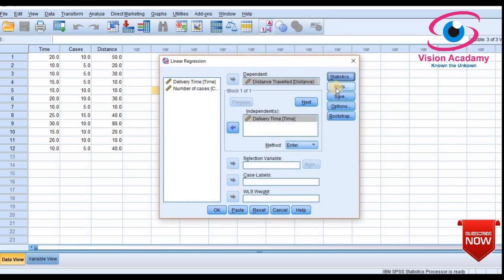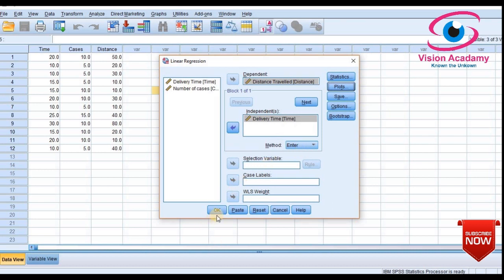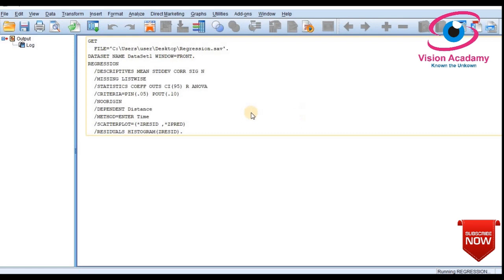If you want plots, click on Plots. So the z predicted variable will be considered for x, and the z residual variable will be considered for y. Along with that, if you want a histogram, you can select here. After that, you continue. Now give OK. Now your result is ready.